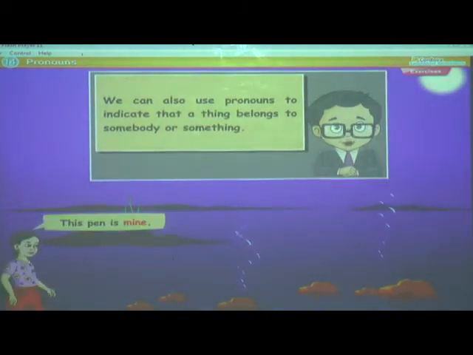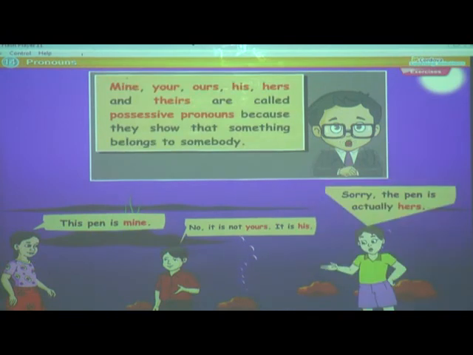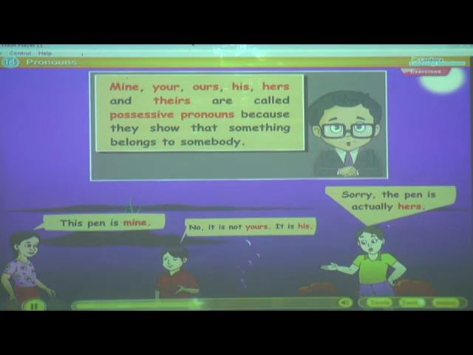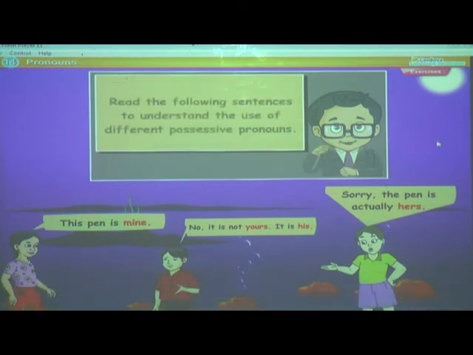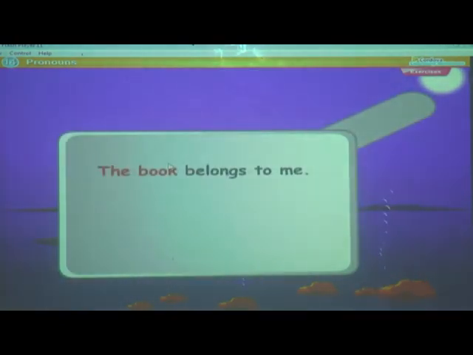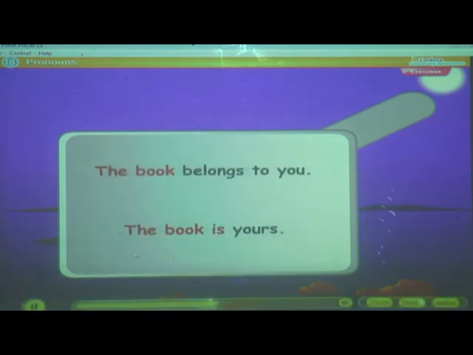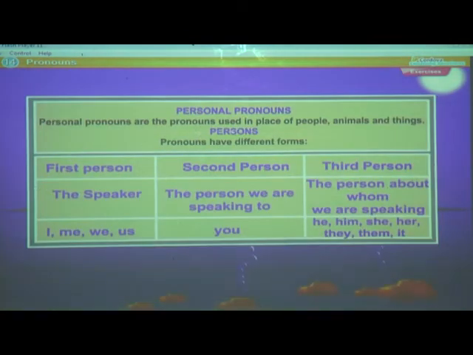This pen is mine. No, it is not yours. It is his. Sorry, the pen is actually hers. Mine, yours, ours, his, hers, and theirs are called possessive pronouns because they show that something belongs to somebody. Read the following sentences to understand the use of different possessive pronouns. The book belongs to me. The book is mine. The book belongs to you. The book is yours.